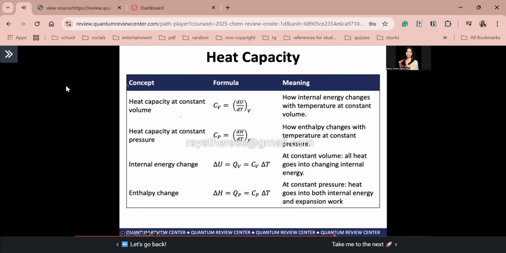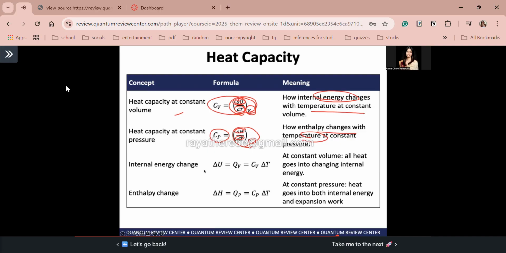Okay. Now, this summarizes the concepts concerning the heat capacity. So guys, when we say heat capacity at constant volume, tandaan, Cv is equal to the partial derivative of U with respect to T at constant V, diba? Base ito sa partial derivatives ng delta U. Again, the heat capacity at constant volume explains how internal energy changes with temperature at constant volume. Next, heat capacity at constant pressure, Cp, is equal to the partial derivative of H with respect to T at constant P. Okay? This describes how enthalpy changes with temperature at constant P.